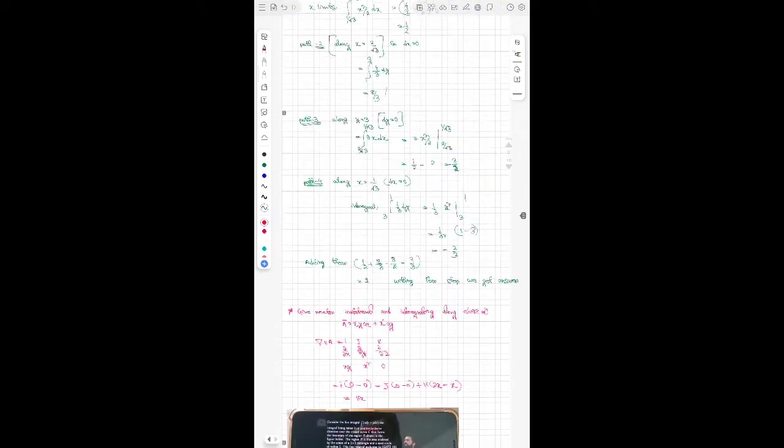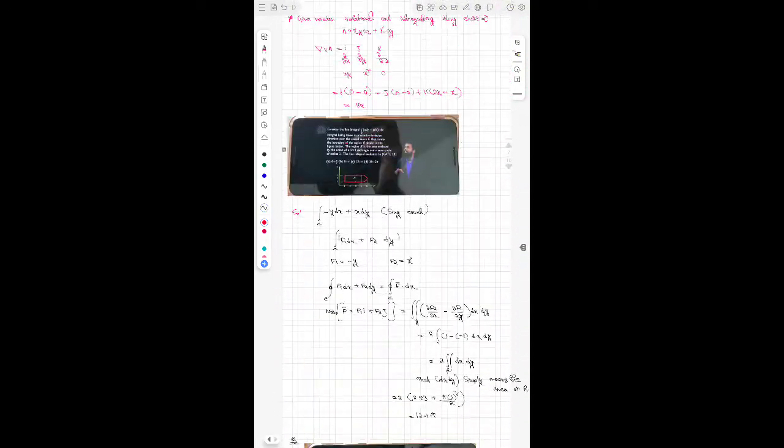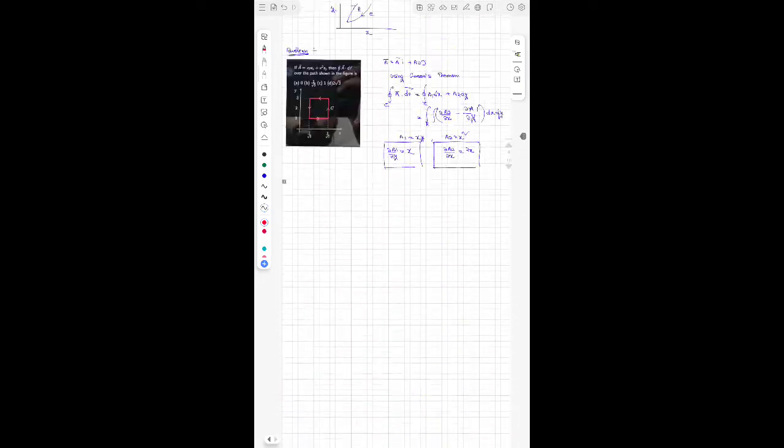Then the question that we have to solve here, this is the basic thing that was discussed in this Green's theorem.